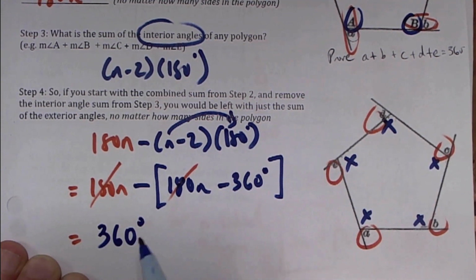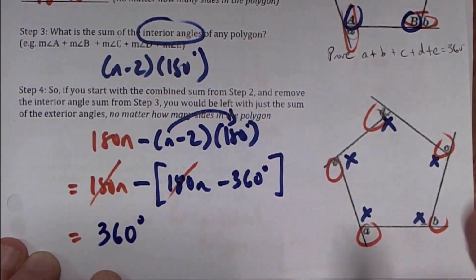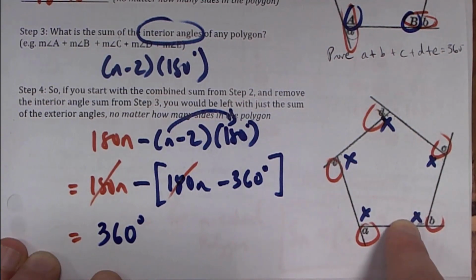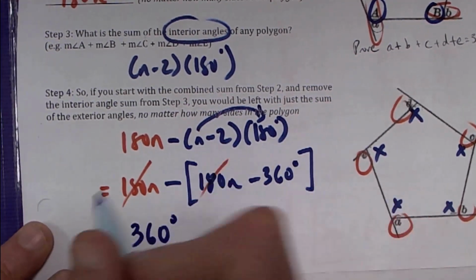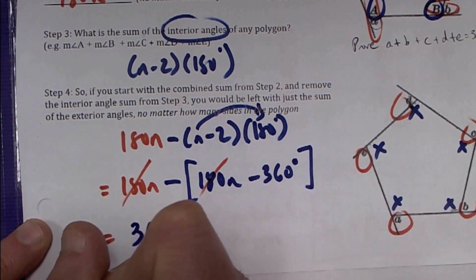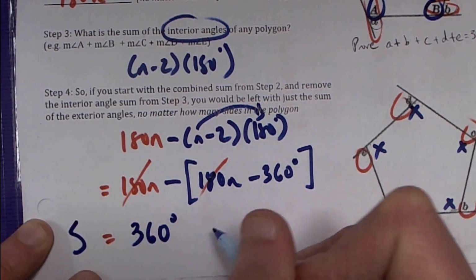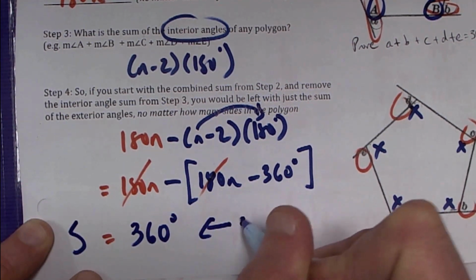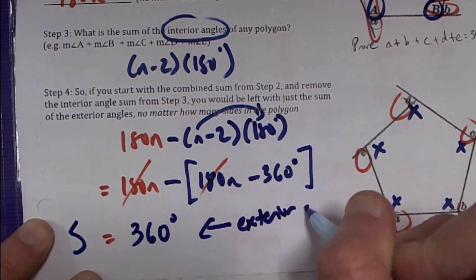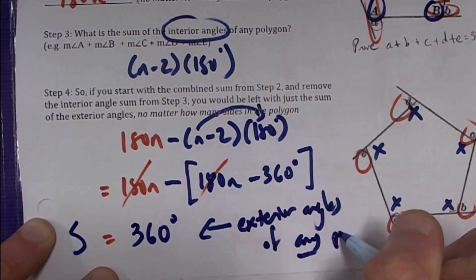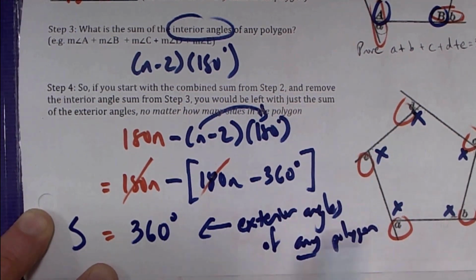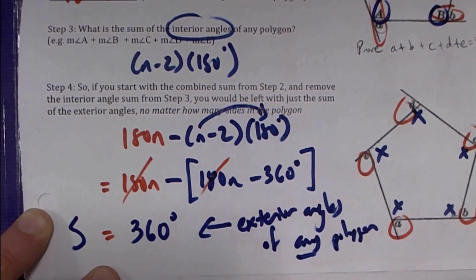Notice it doesn't depend on n. That's the really cool thing. It doesn't matter if it's 5 sides, 4 sides, 3 sides, 100 sides. It's always equal to 360. Again, the sum of the exterior angles of any polygon, no matter how many sides, is always 360. It does not depend on n.